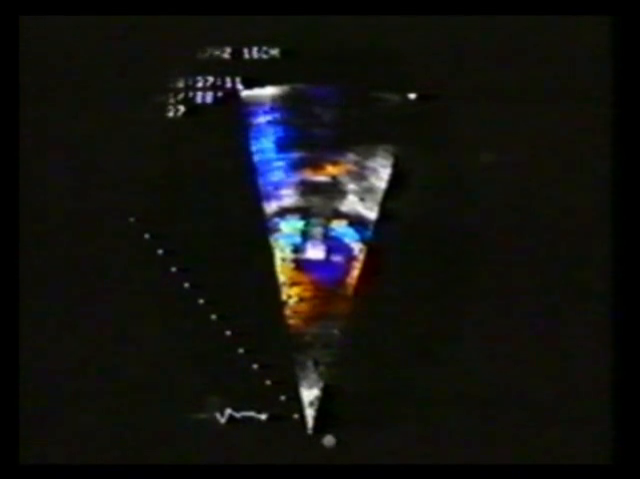Now we have narrowed the 2D sector to increase the frame rate and more clearly delineate flow through this mitral ball cage prosthesis.